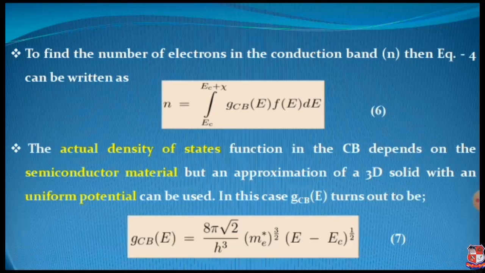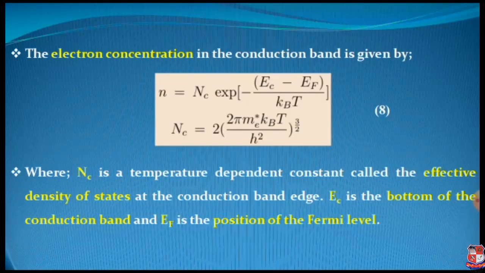The actual density of states function in the conduction band depends on the semiconductor material, but an approximation of a 3D solid with a uniform potential can be used. In this case, the density of states function G_CB of E turns out to be 8 pi root 2 upon h cube, m_e star raised to 3 by 2, times the square root of (E minus EC). That is your equation number 7.